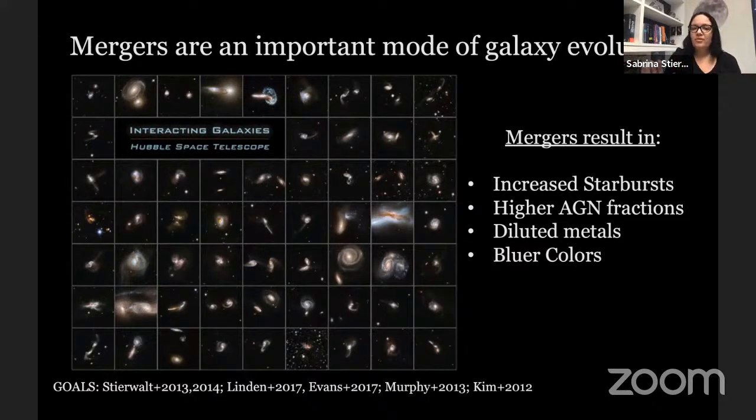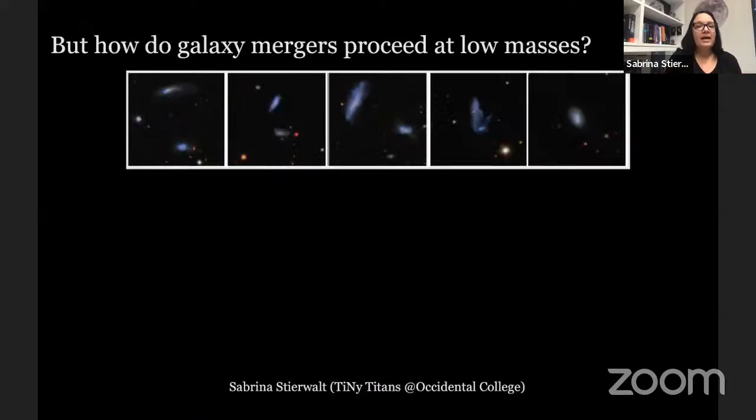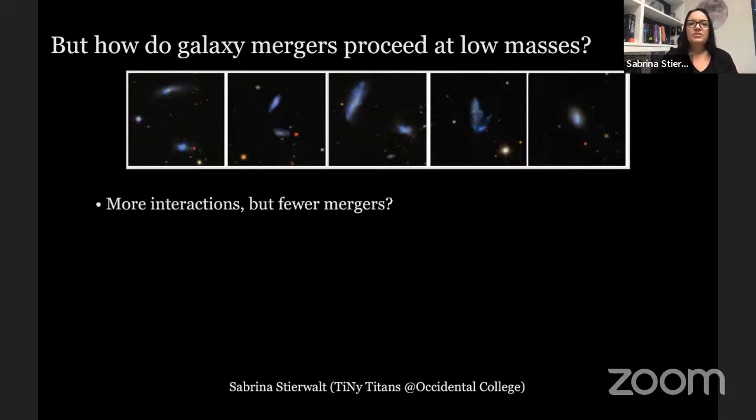But everything I've told you so far has been about massive galaxy mergers. Most of our studies have focused on what happens when massive galaxies merge together. But how do galaxy mergers proceed at low masses? This is something we're just starting to question and figure out. There are a lot of reasons why we might expect that they're not just scaled down versions of massive galaxy mergers. There are a lot of reasons we might expect that when low mass galaxies merge, the physics is fundamentally different. So we might get more interactions, but fewer mergers.